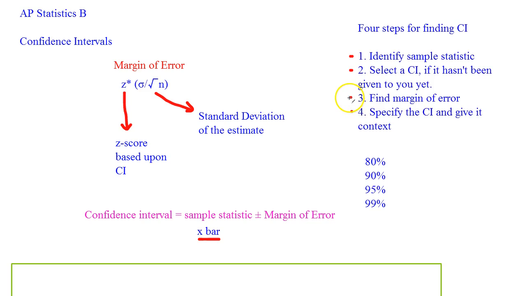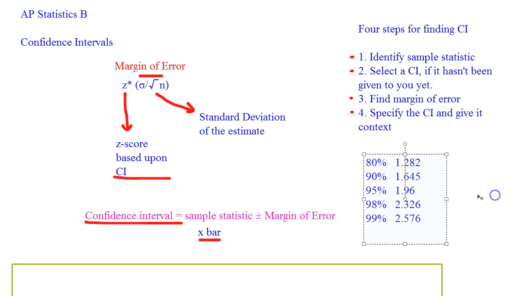Then what you want to do is find the margin of error. The margin of error is going to be the z-score based upon the confidence level times the standard deviation of the estimate. The standard deviation is going to be a little bit different: you're going to take the sigma and divide it by the square root of n. And then finally, specify the confidence interval and give it some context. And there you go. You have the confidence interval, which is the sample statistic plus or minus the margin of error.